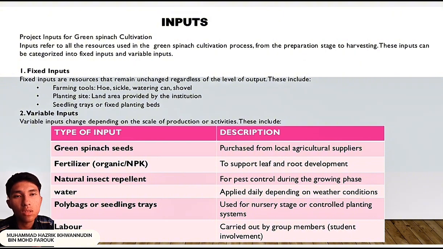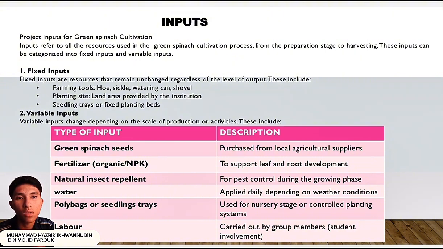Examples of farming tools are hoe, sickle, watering can, and shovel. Planting site, land area provided by the institution. 2. Variable inputs. Variable inputs change depending on the scale of production or activity. This includes green spinach seed, purchased from a local agriculture supplier, and fertilizer, organic NPK, to support leaf and root development. Next, natural insect repellents for pest control during the growing phase.